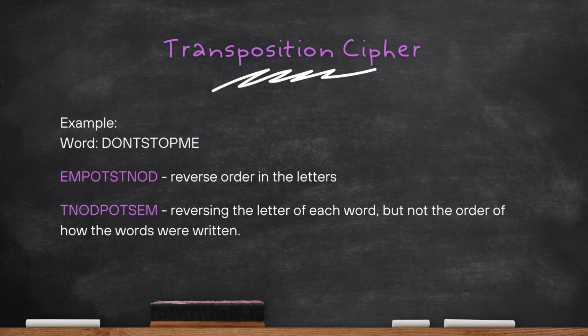Next is a transposition cipher. For this method, the letters are just moved around, where each letter retains its identity but changes its position. So let us take this for example. We have the phrase "don't stop me," where we are able to reverse the order of the letters, and we are also able to reverse the letters of each word but not the order of how the words were written.